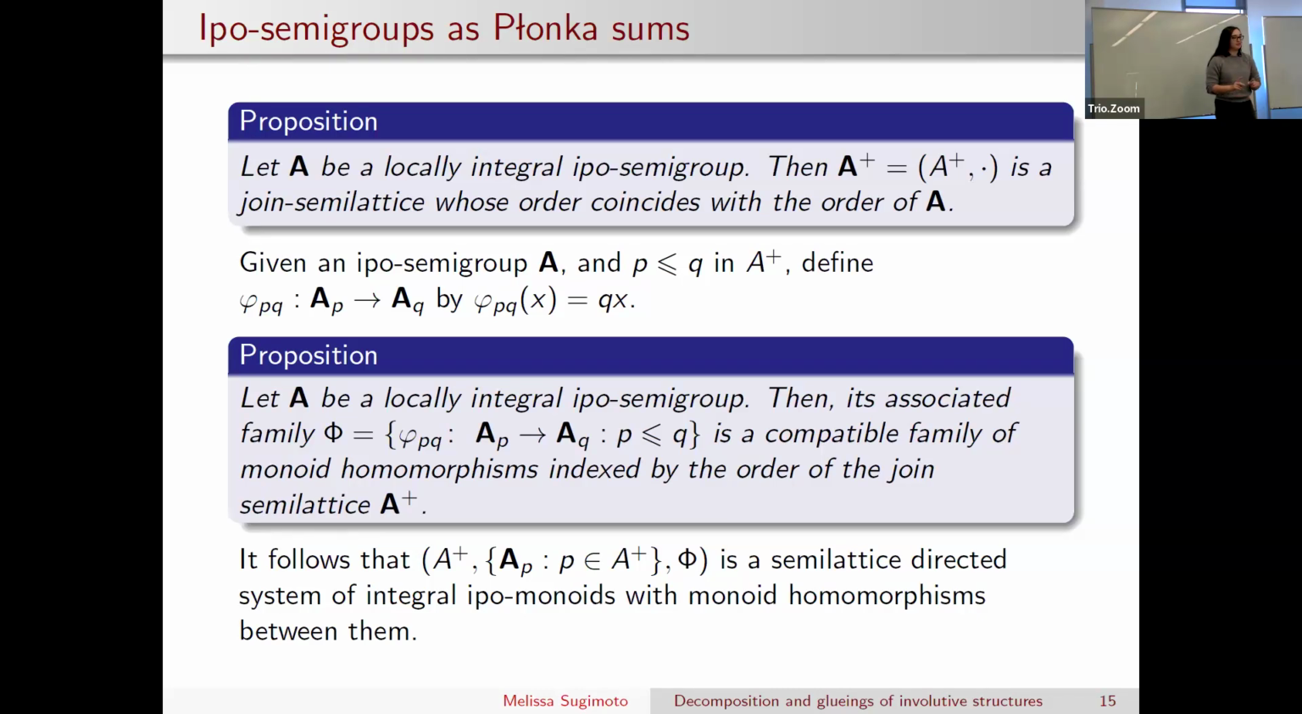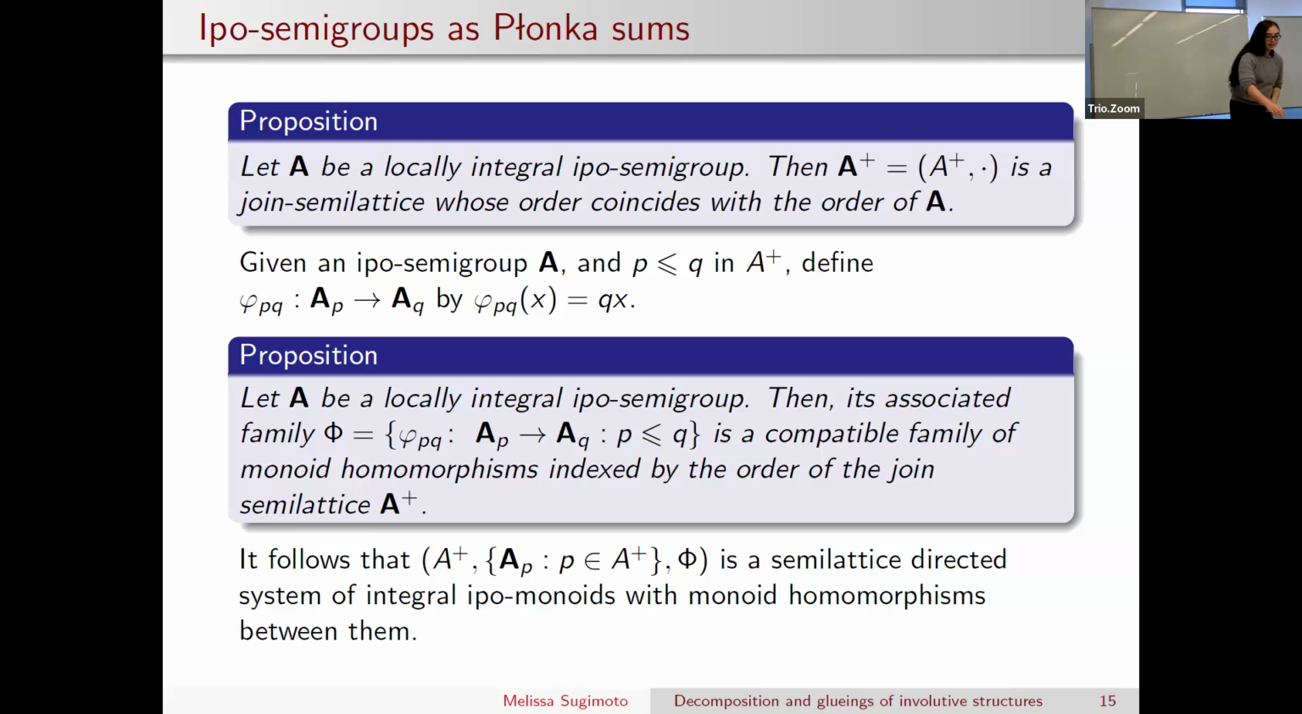Which is to say, if we've got a locally integral ipo-semigroup, then its associated family of these phi PQs, defined by phi PQ of X is QX, is compatible, but it's just a compatible family of monoid homomorphisms. It's not going to preserve the involutions. And that's by choice. We only want this to be a monoid homomorphism. And it will be indexed by the order of the joined semilattice. So this gives us, taken all together, a semilattice directed system consisting of the positive elements, the integral components, and this family of morphisms that we've just defined.